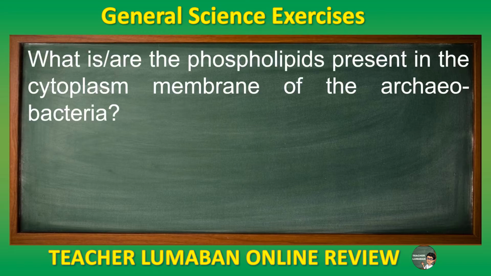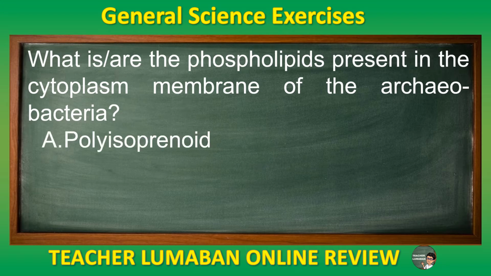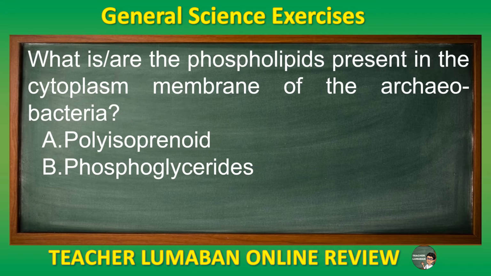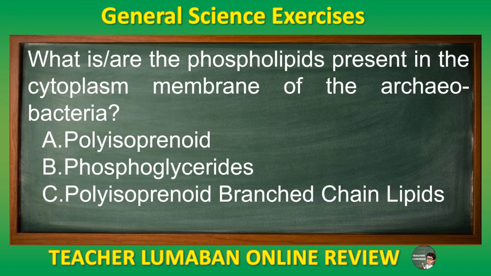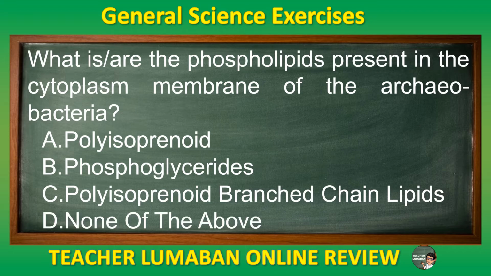What are the phospholipids present in the cytoplasm membrane of the archaeobacteria? Letter A, polyisoprenoid. Letter B, phosphoglycerides. Letter C, polyisoprenoid branched chain lipids. Letter D, none of the above. Choose the suitable answer based on the given choices in 5 seconds.